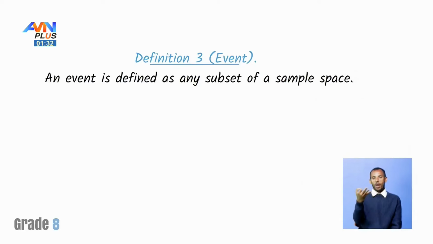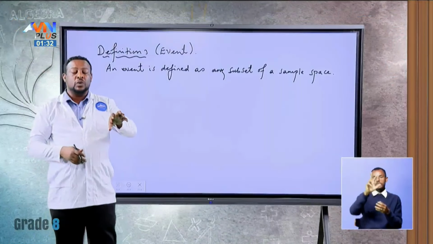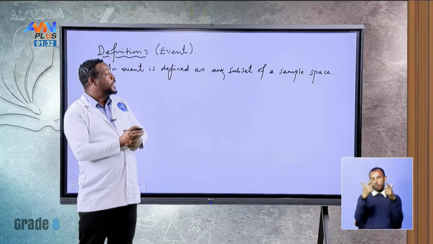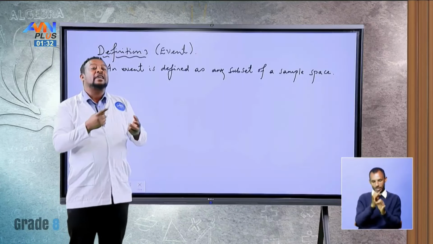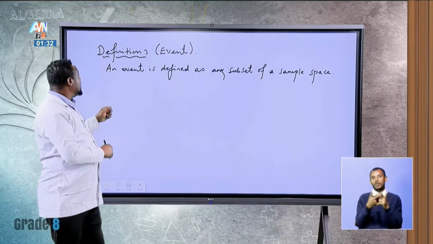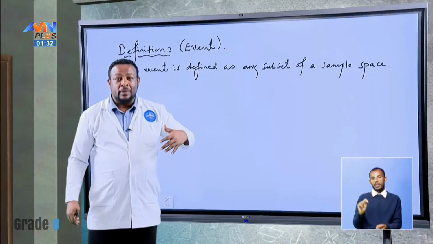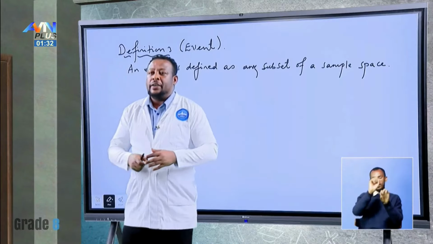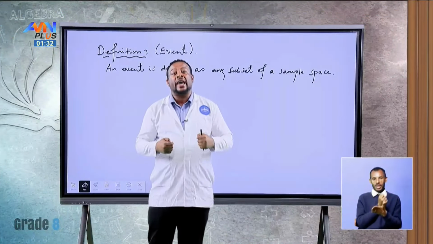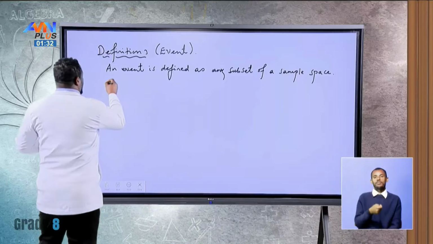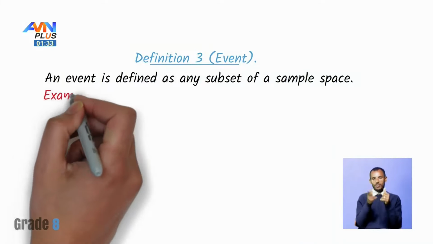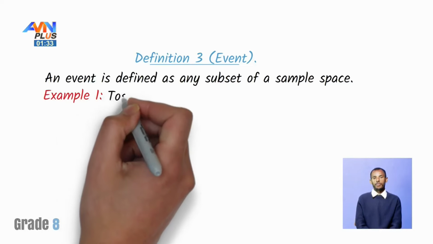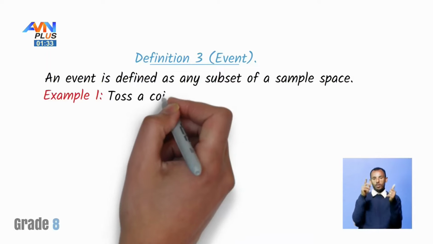Well, so far, we've seen three definitions which are widely used throughout the discussion of probability. The first one was about experiment, the second one is about sample space, and the third one is about events. So let's take a certain example to describe what these three definitions are. If we take tossing a coin once, look at the first example. Example 1. Toss a coin once.